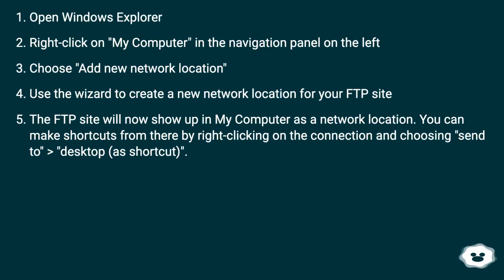Open Windows Explorer. Right-click on My Computer in the navigation panel on the left. Choose Add New Network Location. Use the wizard to create a new network location for your FTP site. The FTP site will now show up in My Computer as a network location. You can make shortcuts from there by right-clicking on the connection and choosing Send to Desktop as shortcut.